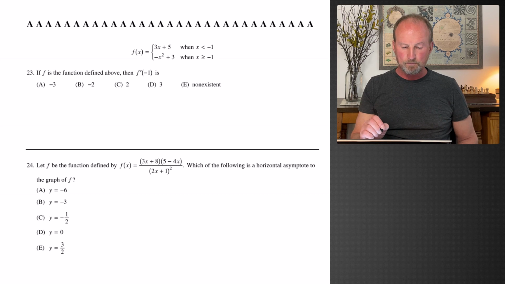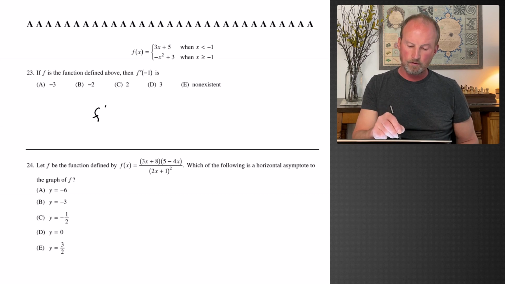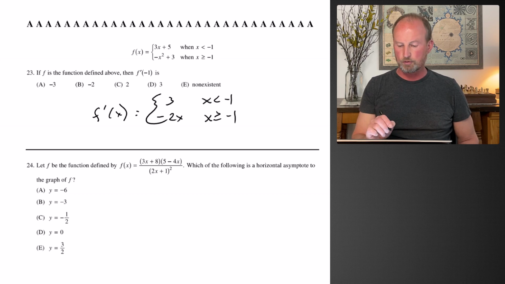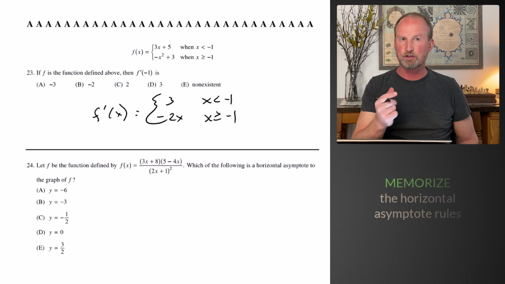Question 23. The function f is defined above. Function f, it's a piecewise function, and I'm looking for the derivative. So let's take the derivative. Derivative of the top definition is 3 when x is less than -1, and it's a negative 2x when x is greater than or equal to -1. My derivative will exist as long as the slopes are the same when we switch definitions.